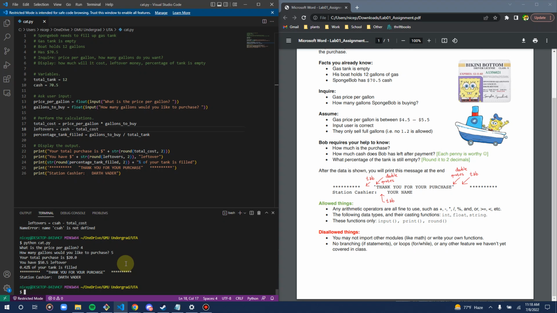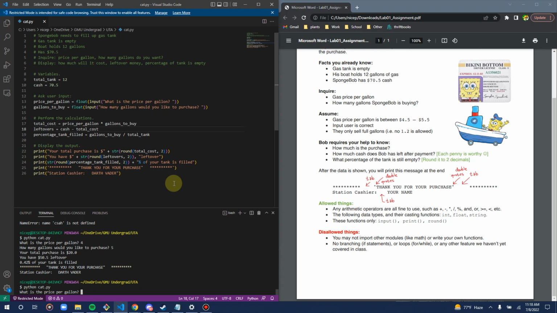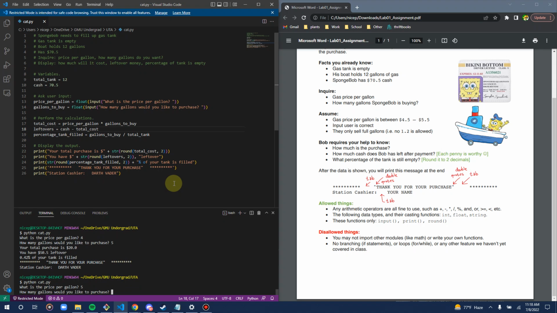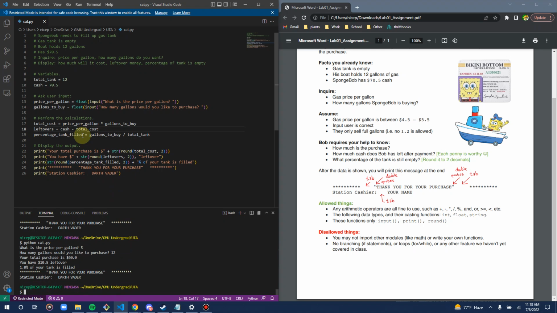Let's try it one more time just to see how things are being updated. Let's try filling up the entire tank this time. So price per gallon, let's say it's 5, and I would like to purchase 12 gallons. So that's going to be a $60 purchase. So once I hit enter, now it's going to say 100% of your tank was filled. You have $10.05 left over, so on and so forth.